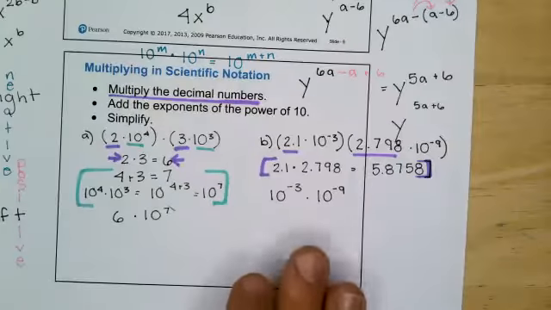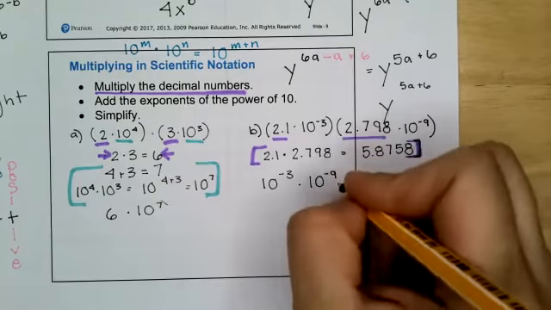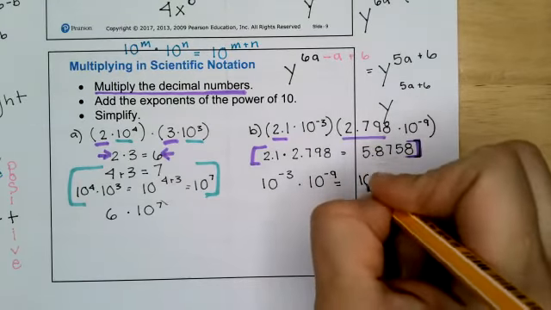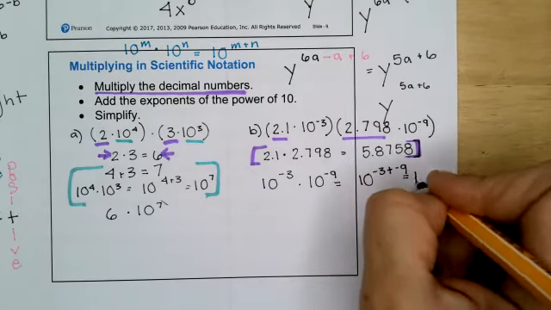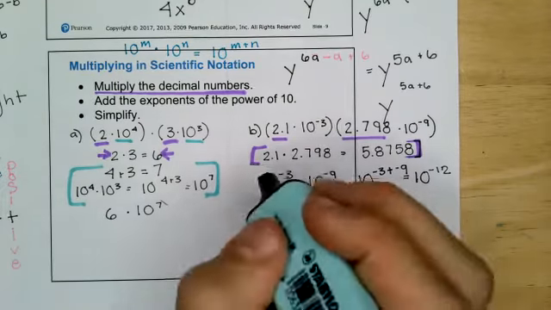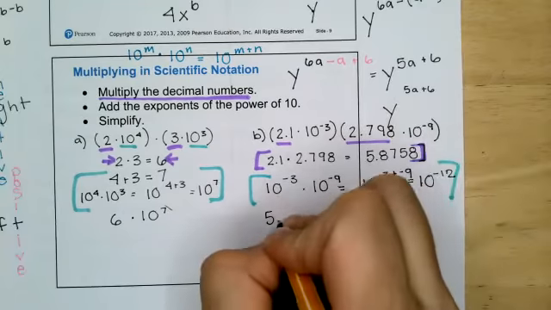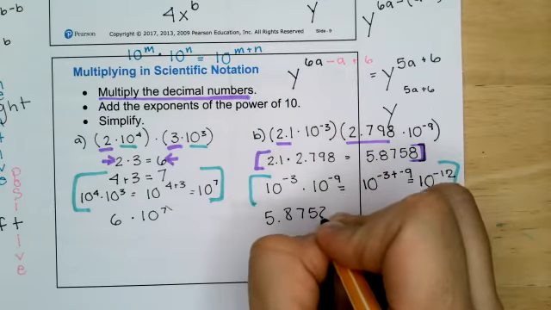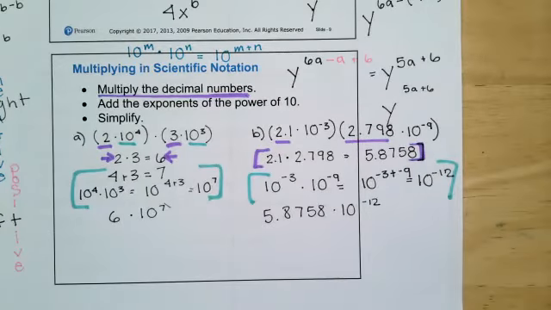Sorry. It's a good point because it brings up the fact that you have to leave scientific notation negative. So 10 to the negative third times 10 to the negative ninth is 10 to the power of negative 3 plus negative 9, which you said was negative 12. So our final answer is 5.8758 times 10 to the negative 12. And you just leave it just like that.